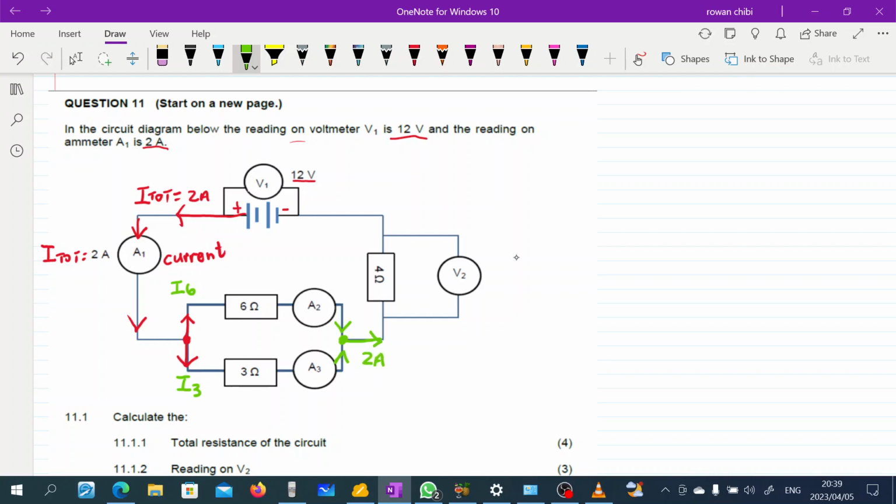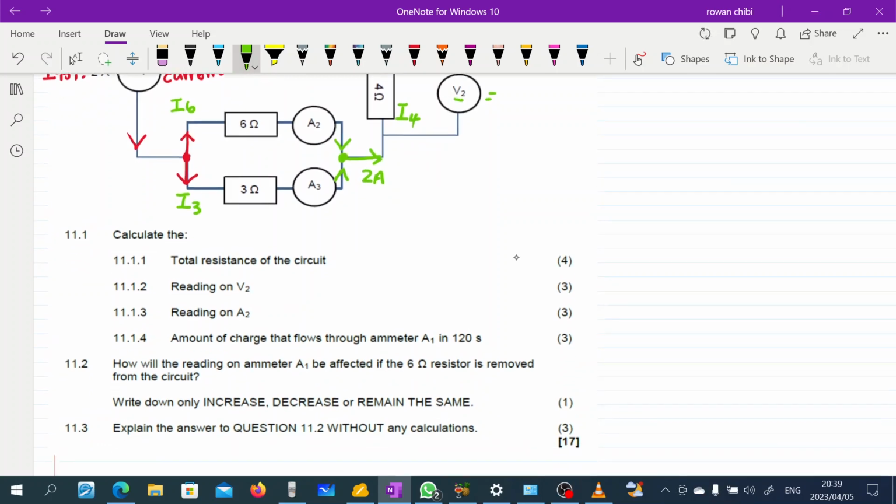And then it goes to the 4 ohm. I'm going to call that current I4. So that's what we know about the current. This V2 will measure the voltage of the 4 ohm. So now let's go to the question and check what they want us to calculate.